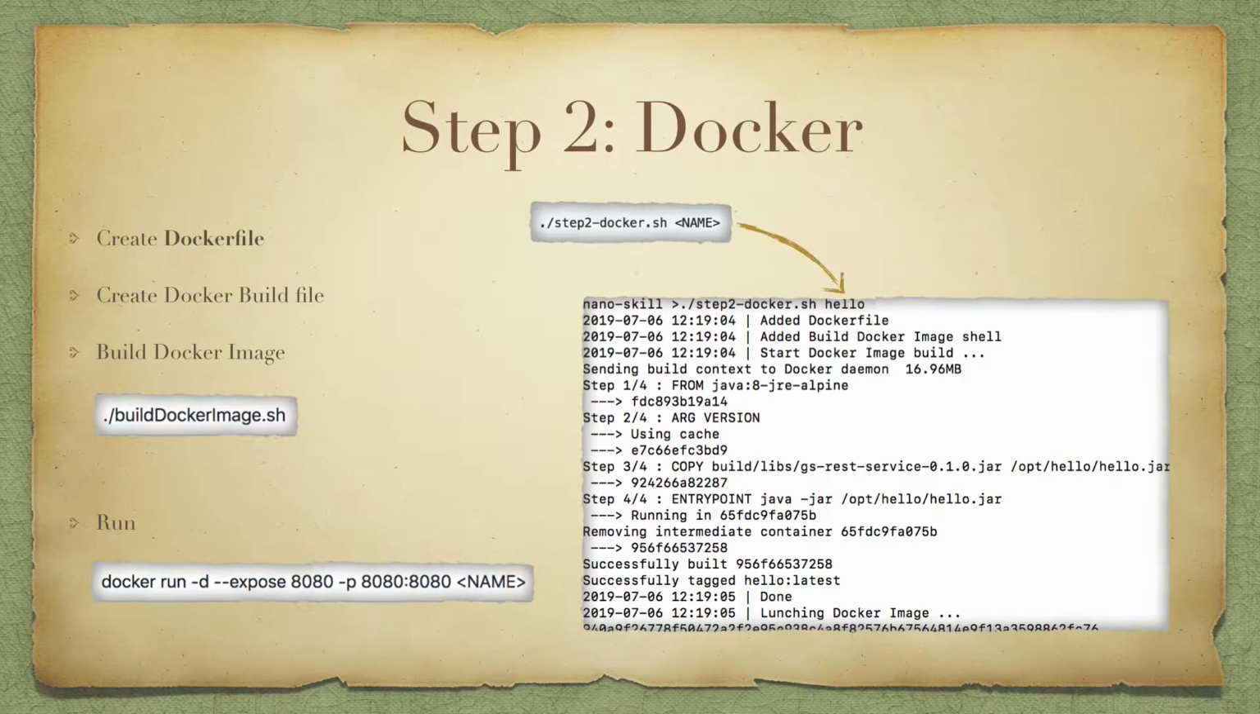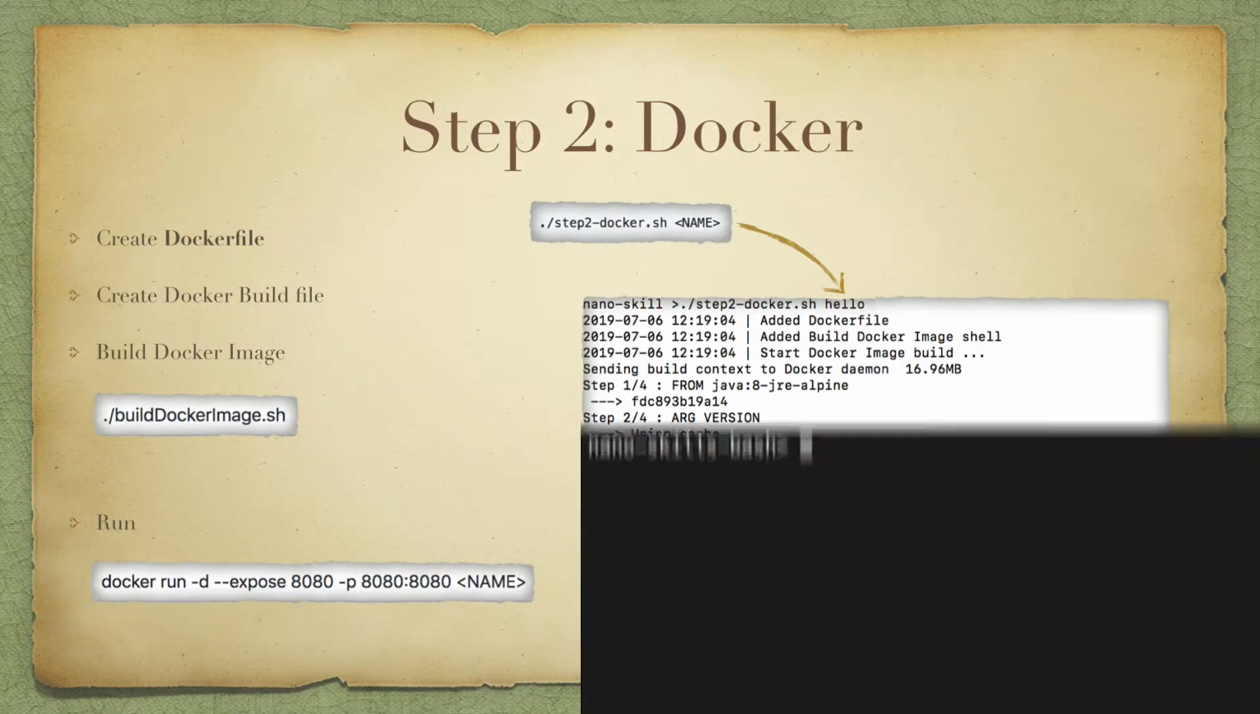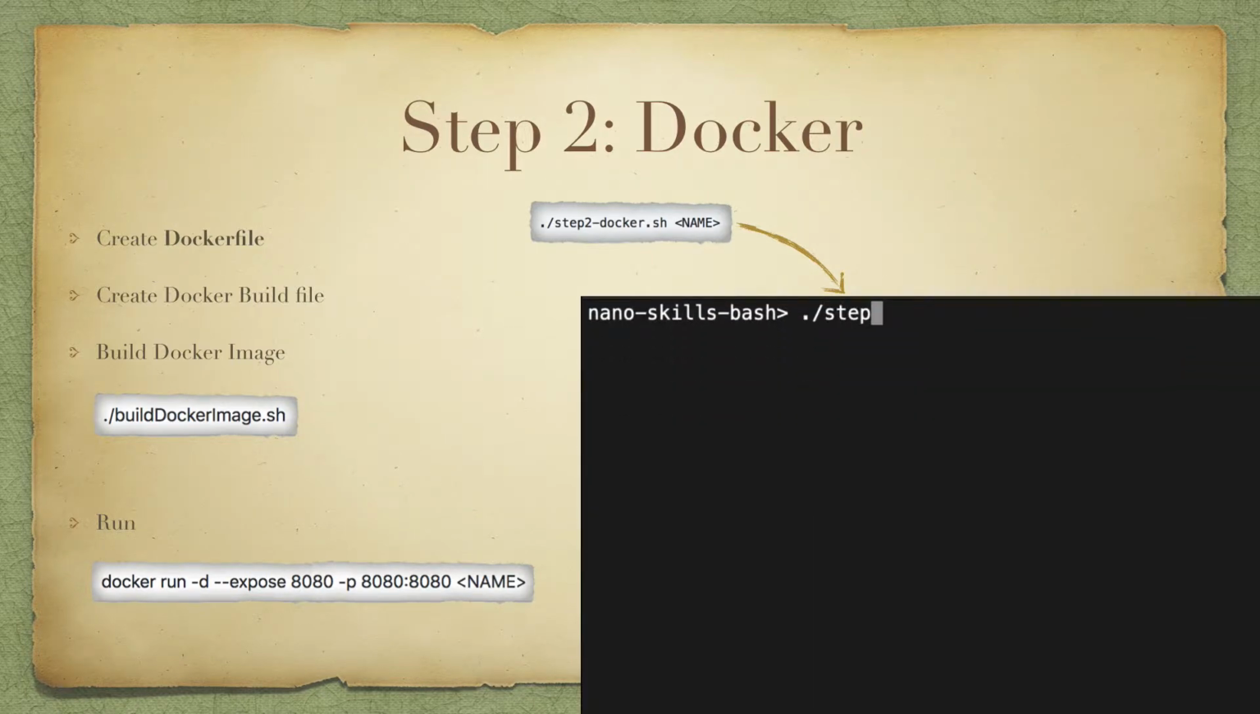Finally, we are going to package the service into a Docker container. Step 2 script will build a Docker image. To make it easier for you to build on top of this, the script will also generate build Docker image, start and stop scripts. I am going to execute Step 2 script and build the Docker container.